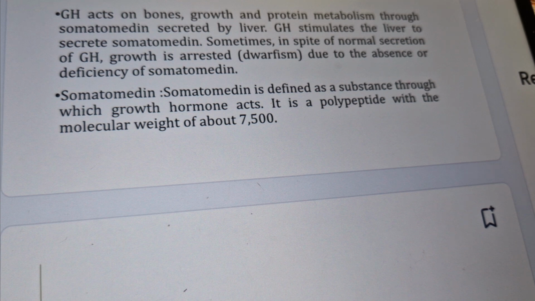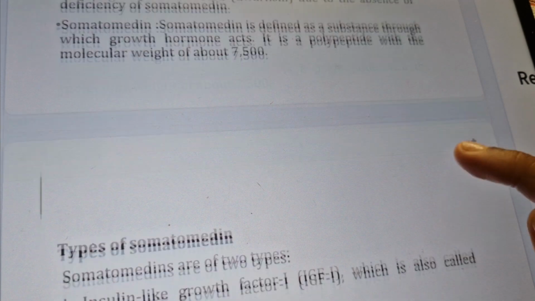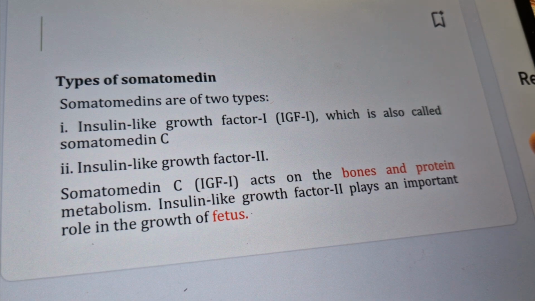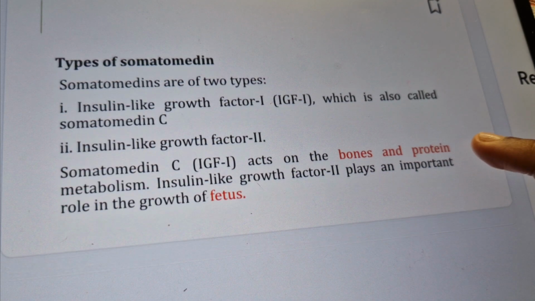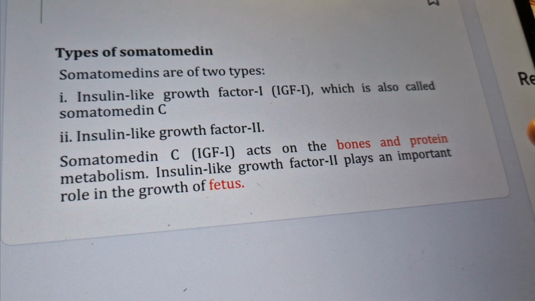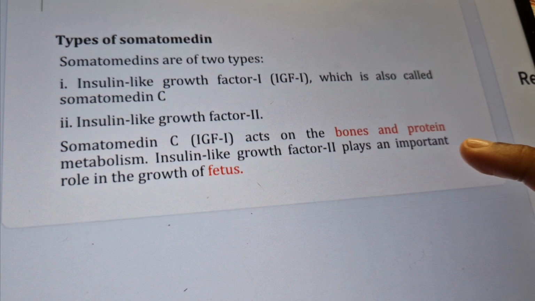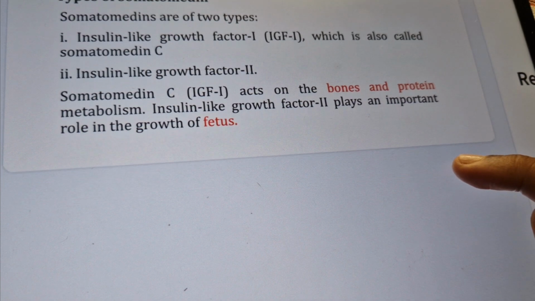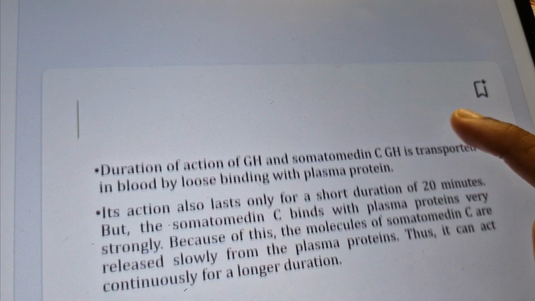Deficiency of somatomedin causes dwarfism, which is opposite to gigantism. It is a polypeptide hormone with a molecular weight of 7500. Types of somatomedins: there are two types, insulin-like growth factor 1 and insulin-like growth factor 2. Insulin-like growth factor 1 is also known as somatomedin C. Somatomedin C acts on bone and protein metabolism. Insulin-like growth factor 2 plays a major role in the growth of the fetus. The first one acts on the bones and proteins, that means in adults, and the second acts on the fetus. 2-1 reverse, you can remember.